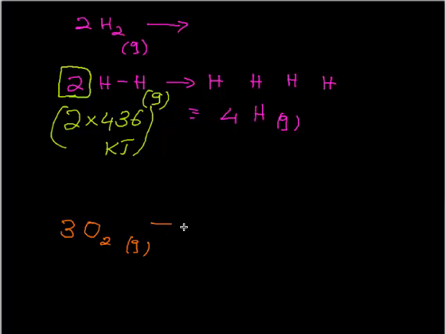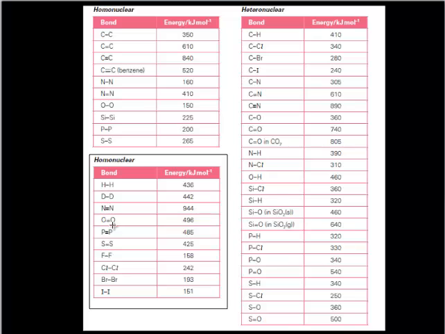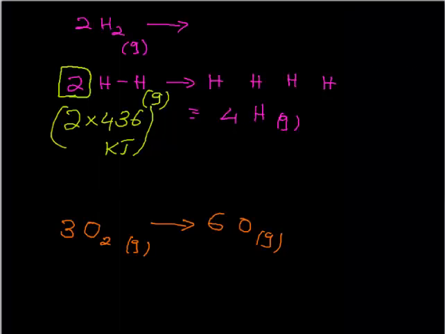3 moles of oxygen gas would give you, now 1 mole is going to give you 2 atoms of O. So we've got 3 moles there, 3 times 2, 6 atoms of O in the gaseous state. How much energy would this need? 1 mole would need 496 kilojoule of energy. So 3 moles would definitely need 3 times 496 kilojoule of energy. This is the amount of energy needed to overcome 3 moles of oxygen molecule. So this is about bond energy.